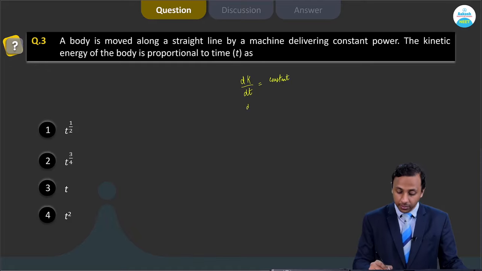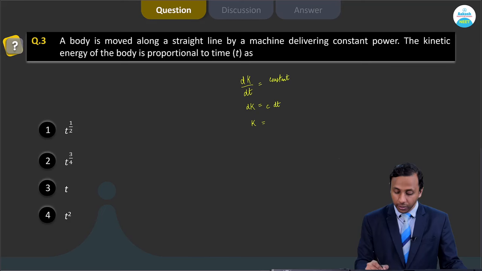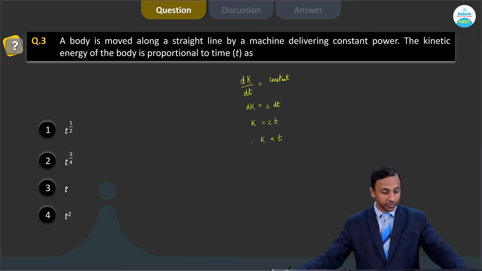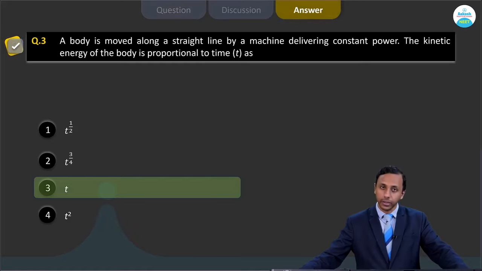So which means dK, constant, let's say I'm calling it c, is equal to c dt. If we integrate both sides, what you are going to be getting is K equal to ct, which is the kinetic energy K is proportional to time t, which means option 3 is going to be our answer. Let's check, and yes, 3 is correct.